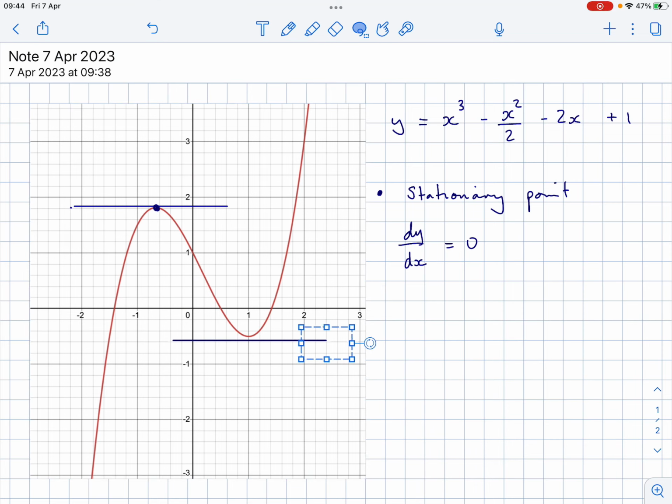Here we've got a minimum, and again that's got a gradient of 0. So essentially we differentiate it, and we want to find where that gradient is equal to 0.